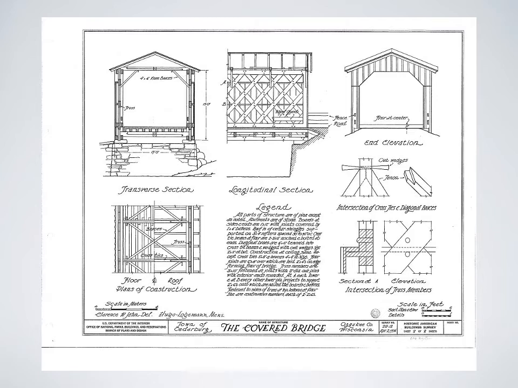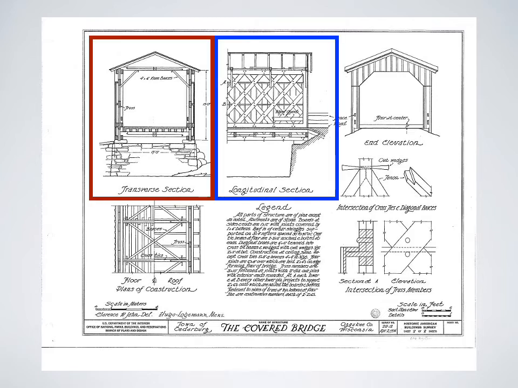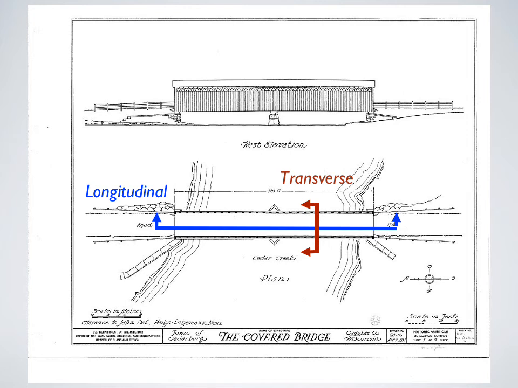Notice also the two section drawings. We've got the transverse section in red and the longitudinal one in blue. We've got some more dimensions included here too, the height of the bridge, and some info on the materials used. So if we go back to the first page and look at our plan view, we can see what the difference of those sections are doing.